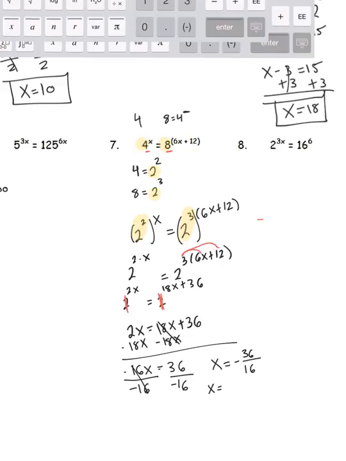So let's think about what can I take out of both of those. What can I take out of 36 and 16? 4 will go into both of those numbers. So if I do negative 36 divided by 4, I'm going to get negative 9. And if I do 16 divided by 4, I'm going to get 4. So I can't reduce that fraction any further because there's no more common factors between 9 and 4. So x equals negative 9 over 4 would be my answer.